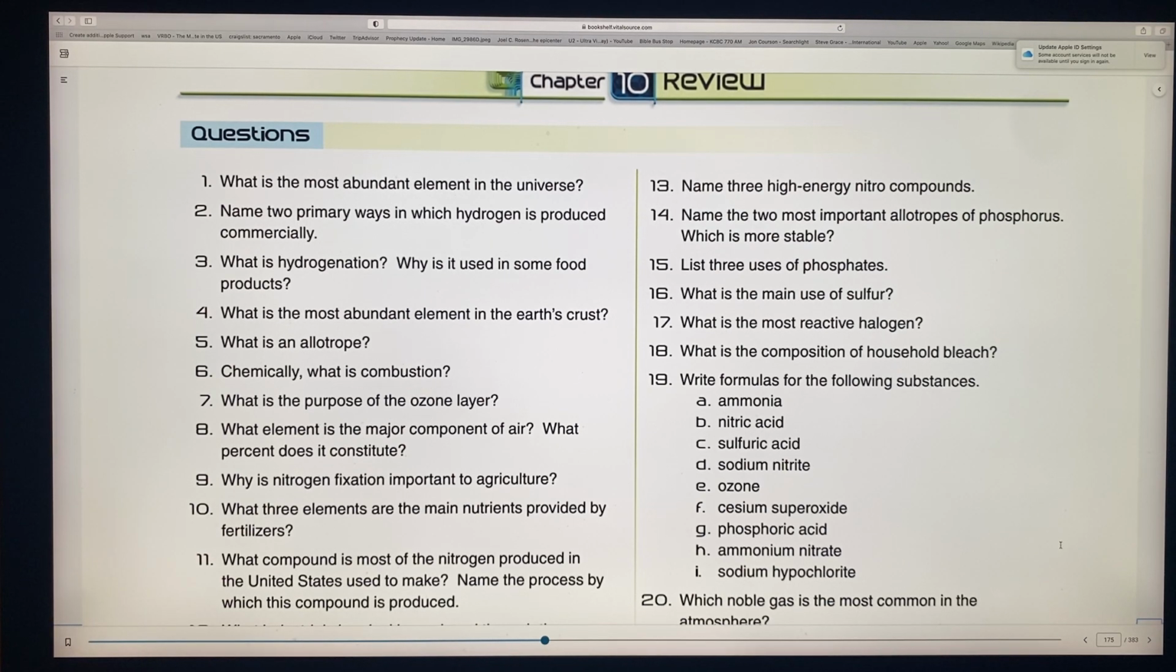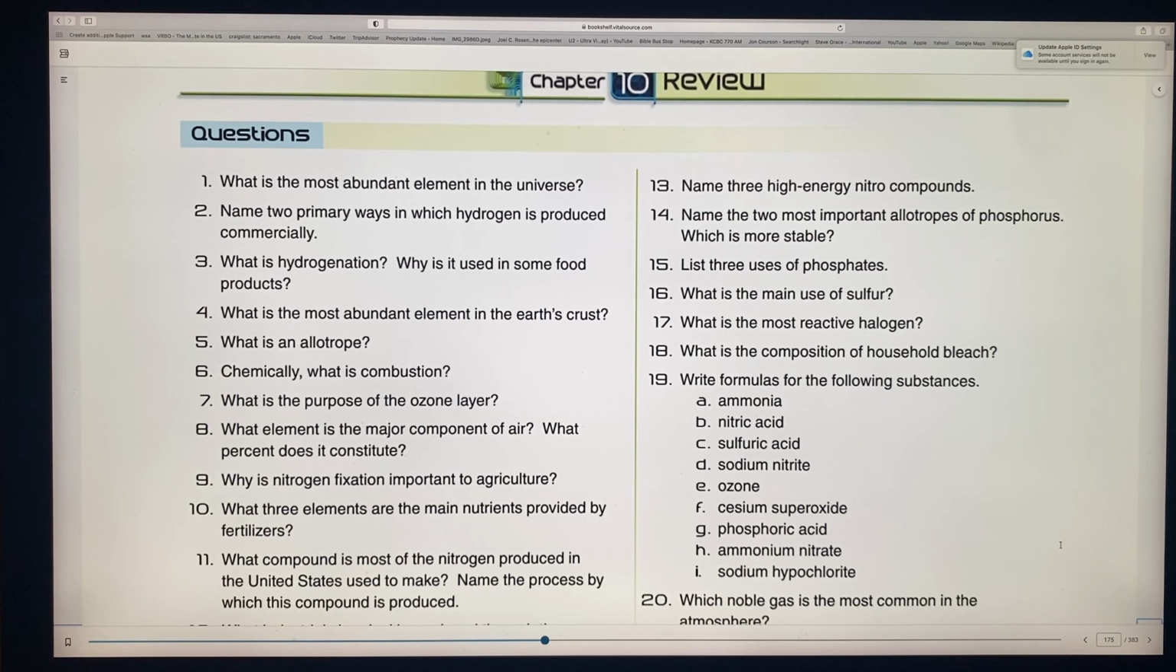So, what element is the major component of air, and what percent does it constitute? When you think of air, you think of oxygen, but it's not oxygen. The major component of air is nitrogen. And what does it constitute? 78% nitrogen in the air.